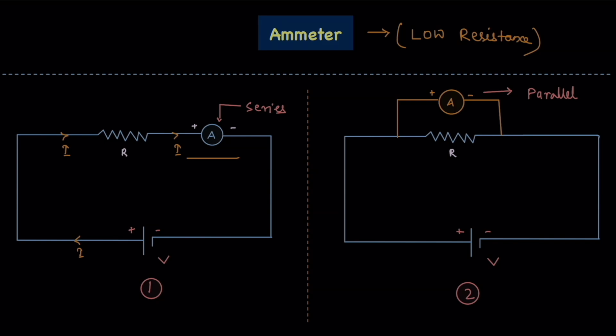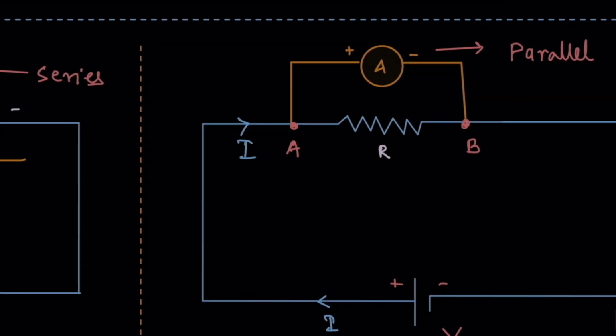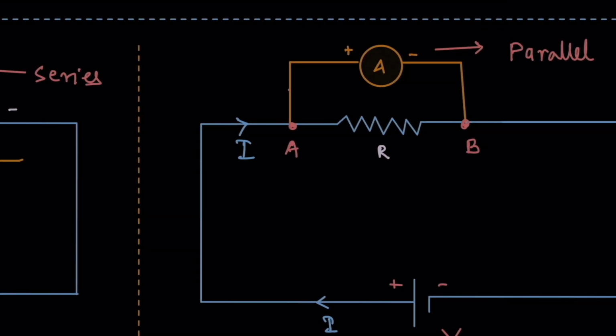But if I consider the same situation in the second figure, here is the current I. Name these points A and B. At A, if I zoom in, this current will split into two parts, I1 and I2. So the ammeter will take the reading of I2. But here we have to find the current between A and B. So at A, the current is I.